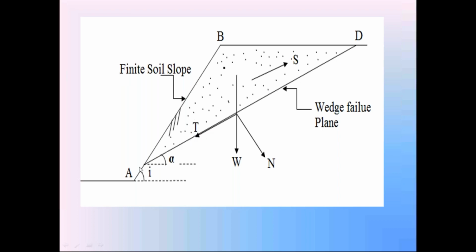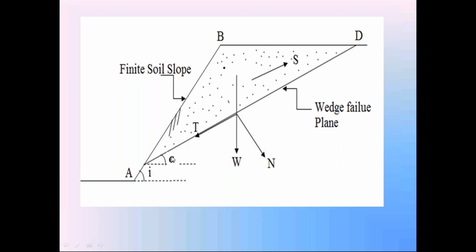Then we consider another failure surface in the graph sheet. This is the first failure surface EAD. I explained the procedure. Find out the weight of this soil portion ABD. Resolve that weight into two components: normal component force N and tangential component force T. N is equal to W cos alpha. T is equal to W sin alpha. Find out the shear strength force S. S is equal to capital C plus N into tan phi. Find out the factor of safety of this finite soil slope about this failure surface EAD. Factor of safety is equal to S by T.